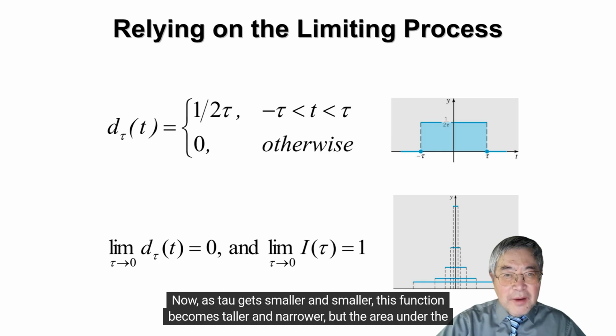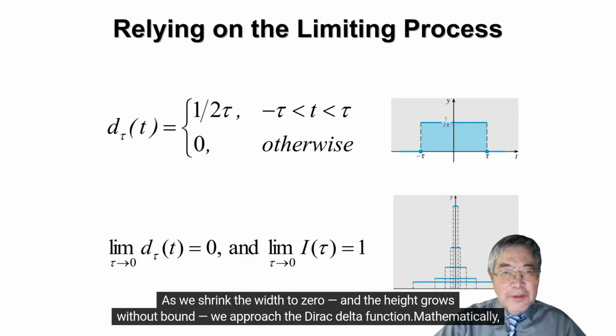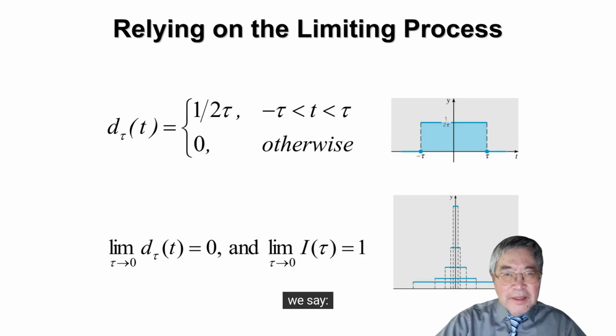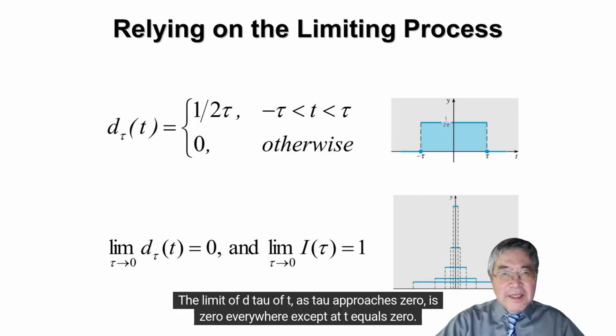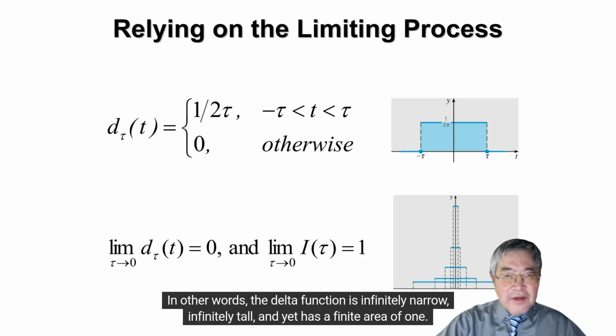Now, as tau gets smaller and smaller, this function becomes taller and narrower, but the area under the curve remains exactly 1. That's the key. As we shrink the width to 0 and the height grows without bound, we approach the Dirac delta function. Mathematically, we say the limit of d tau of t as tau approaches 0 is 0 everywhere except at t equals 0. And at the same time, the limit of the area under the curve, capital I of tau, is equal to 1. In other words, the delta function is infinitely narrow, infinitely tall, and yet has a finite area of 1.